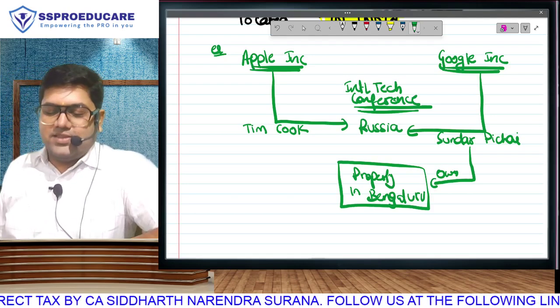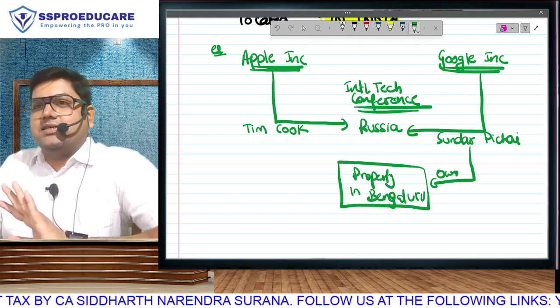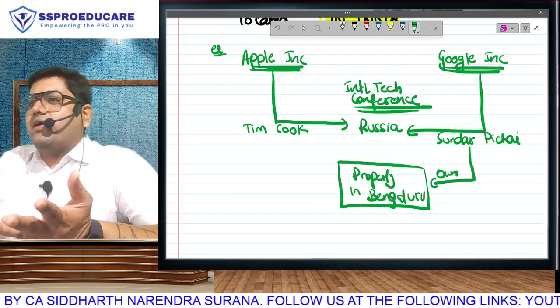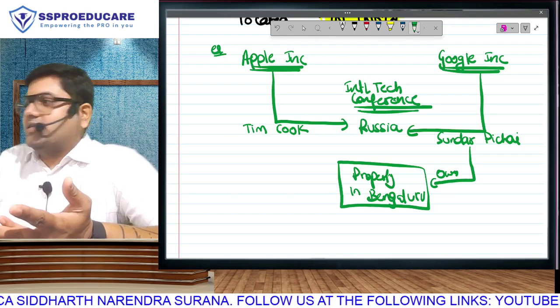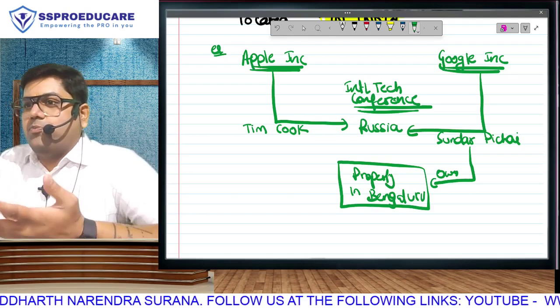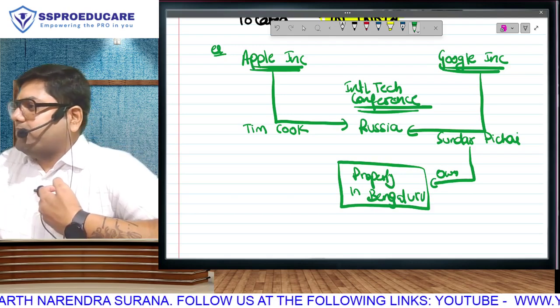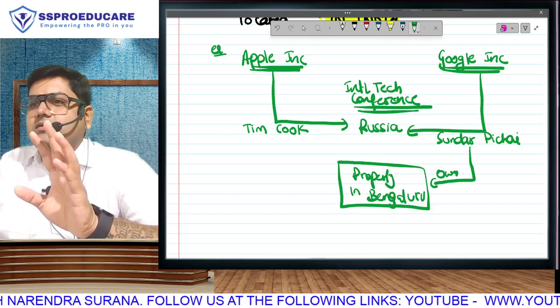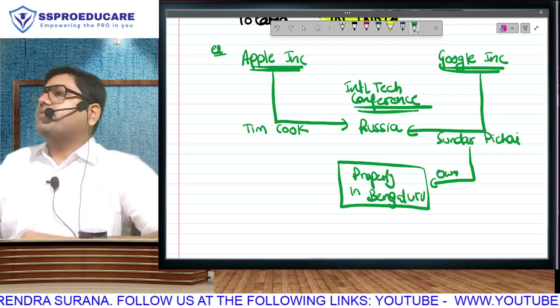But okay, they have a property in Bangalore. It's a tech city. So what did Google do? When they were expanding their business in India, they wanted a proper office, so they purchased a massive building in a prime location. And now Sundar is worried about that building.